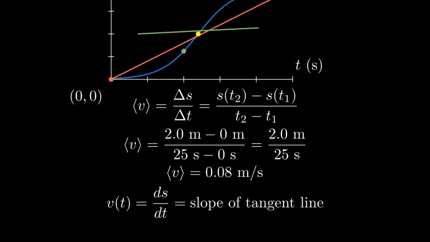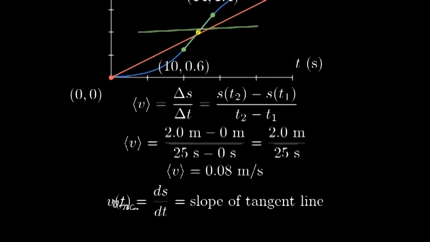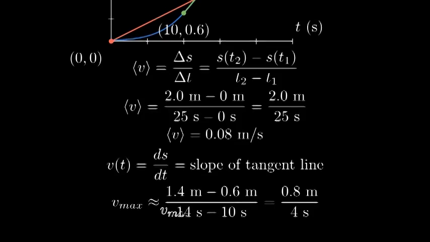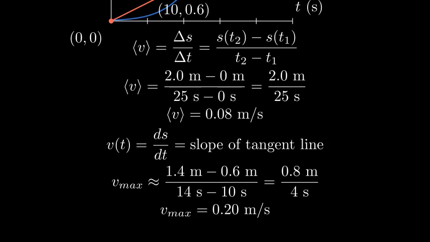To estimate the slope, we can measure the rise over run, from t equals 10 seconds where s is about 0.6 meters to t equals 14 seconds where s is about 1.4 meters. This gives us a slope of 0.8 meters over 4 seconds, which equals 0.2 meters per second. This is our maximum velocity.